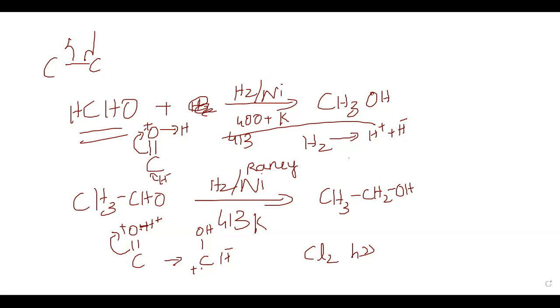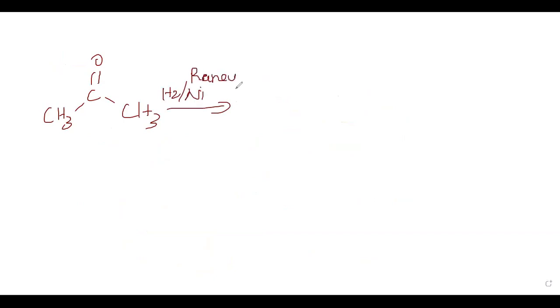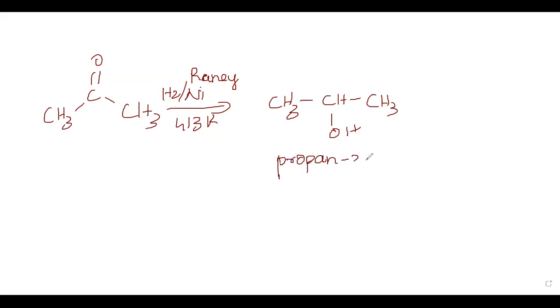So I'm clearing the drawings here. For acetone, it is like CH3, C double bond O, CH3. There, when hydrogen and Raney nickel are reacting, what happens? You will have CH3CHOHCH3. This is isopropyl alcohol, or better say propan-2-ol.